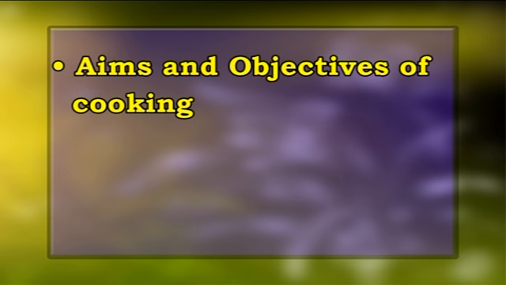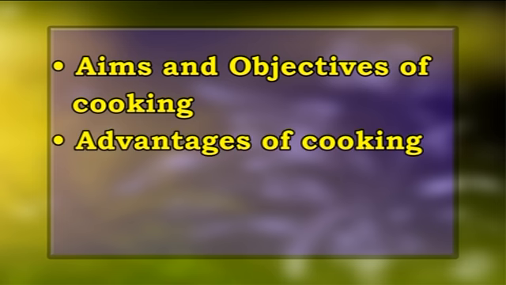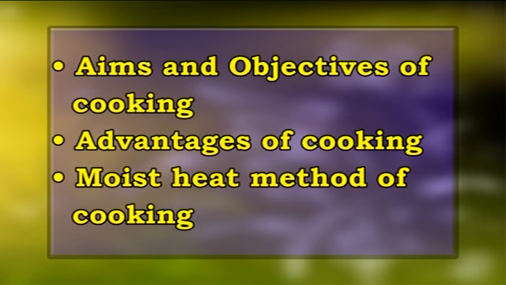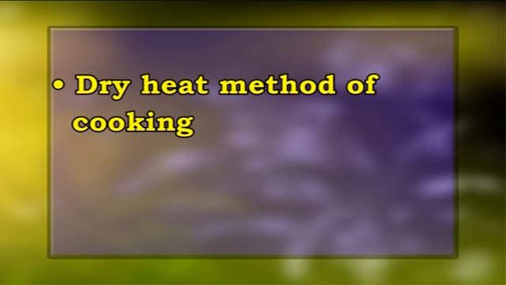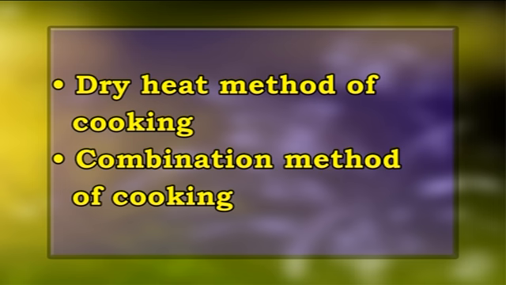Variability of ingredients, ambient conditions, tools and the skill of the person are the major factors which tend to affect the quality of the final product. We will divide this unit into the following 5 modules: aims and objectives of cooking, advantages of cooking, moist heat method of cooking, dry heat method of cooking, and combination method of cooking. Firstly, we will look into the aims and objectives of cooking.